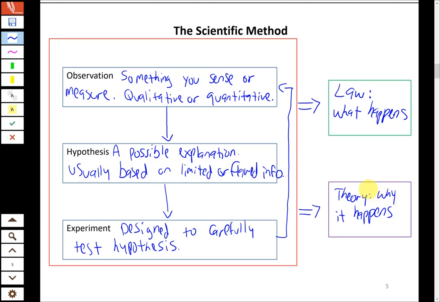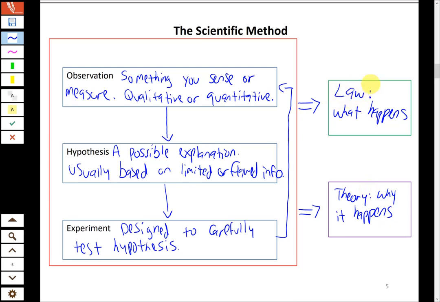I think in the popular media, the word theory kind of gets used incorrectly a lot. The theory is not just some wild musing of a scientist of, I think this is happening. No, a theory is really an explanation based on a lot of observations, and it's often used in conjunction with laws to explain why it's happening.